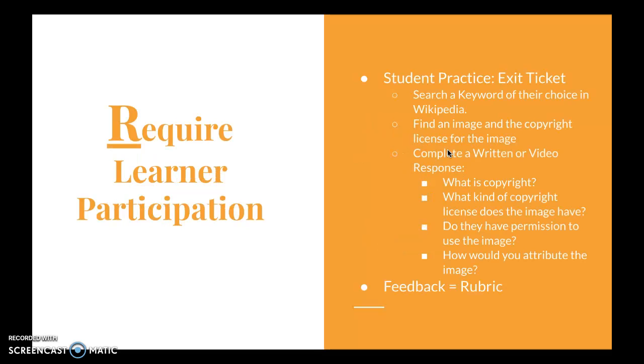Okay, require learner participation. Outside of students participating through the Nearpod that I talked about, if I were actually presenting that lesson to them, the learner participation would come through the student practice or the exit ticket I mentioned. For the exit ticket, I'm going to have them search a keyword of their choice in Wikipedia, just because Wikipedia very clearly displays copyright license. And they'll find an image and the copyright license for the image, and then complete a written or video response over that image.